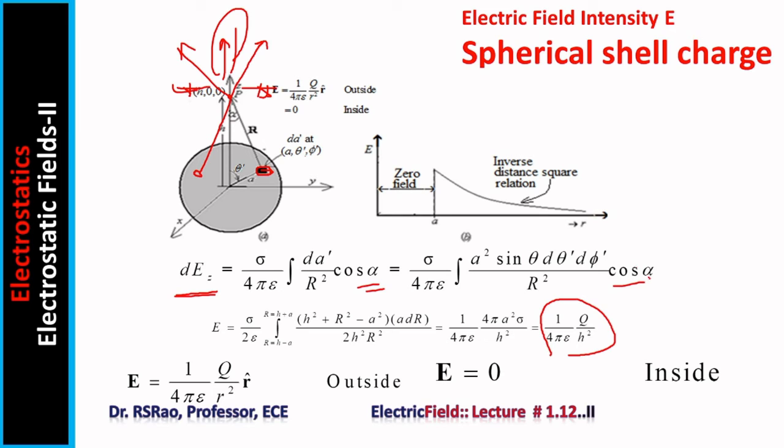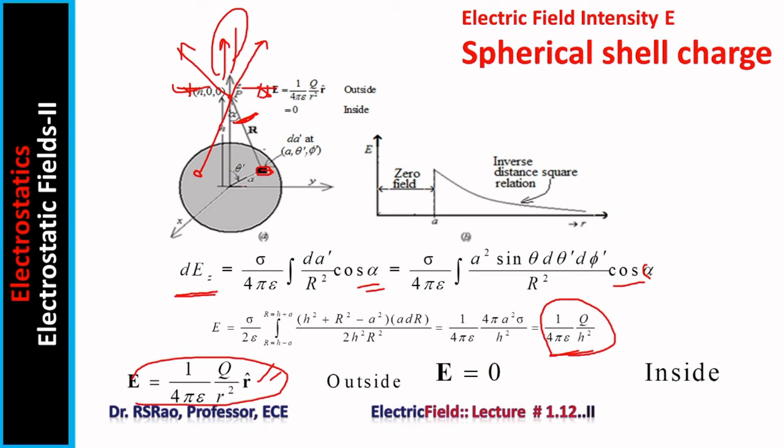Now notice alpha. Alpha is here. This is alpha. This is alpha. Notice this expression is similar to the expression for field due to a point charge. So the field outside a spherical shell is the same as the field due to a point charge. After adding direction, we get E equal to 1 by 4 pi epsilon q by r square r cap, when the field point is outside the spherical shell.